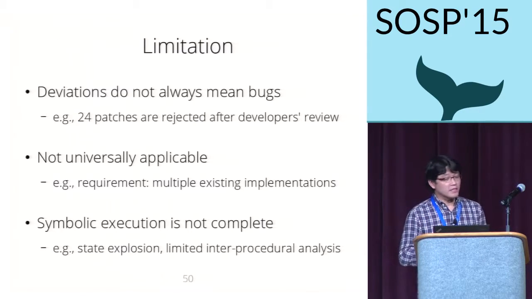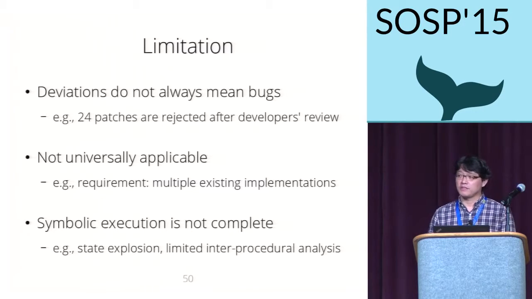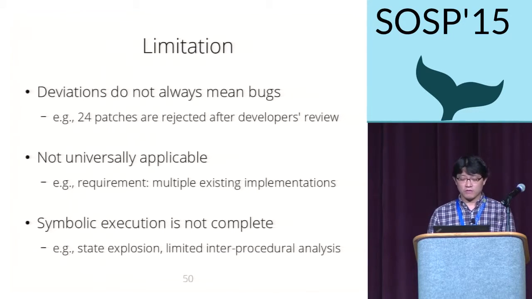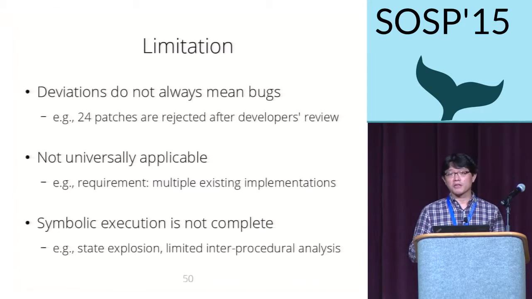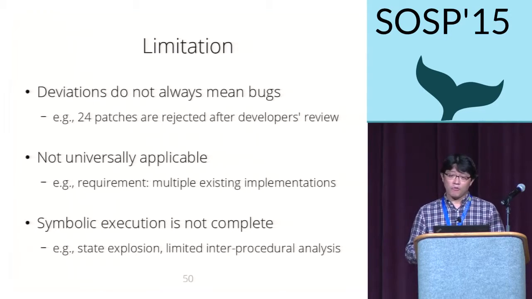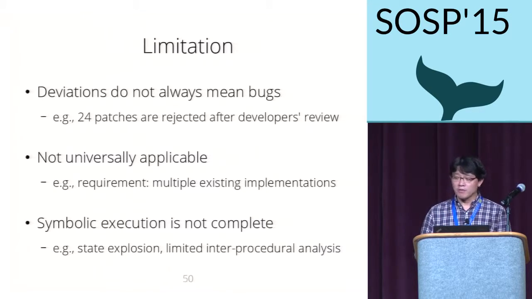Juxta is good, we think, but it has its own limitations. One of the key assumptions of Juxta is that a deviation will be a bug, but deviations do not always mean bugs. That is one of the sources of incorrect bug reports. And in order to apply Juxta, we need at least 3 implementations. Finally, as you saw in the previous slide, Juxta's symbolic execution is not complete because of the well-known state explosion problem and the limited interprocedural analysis.